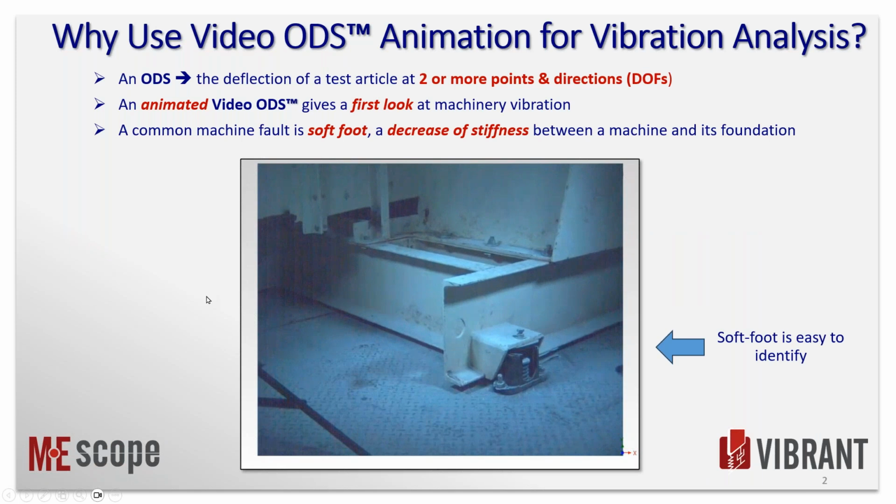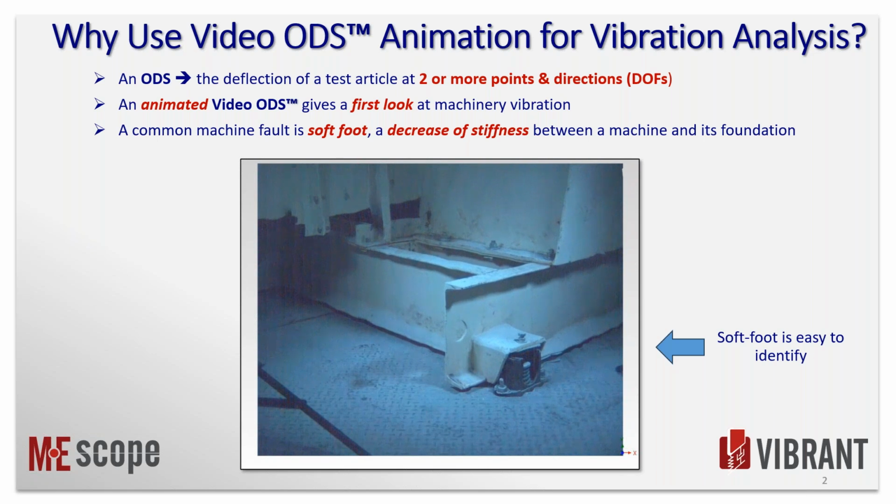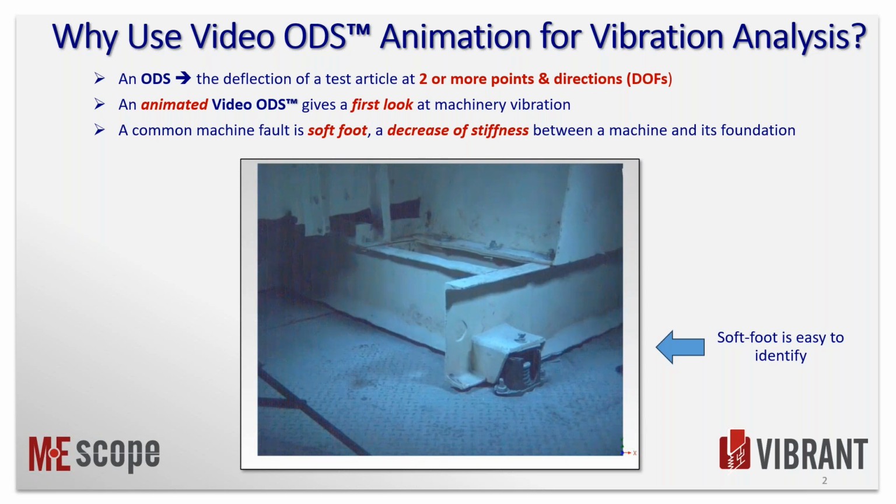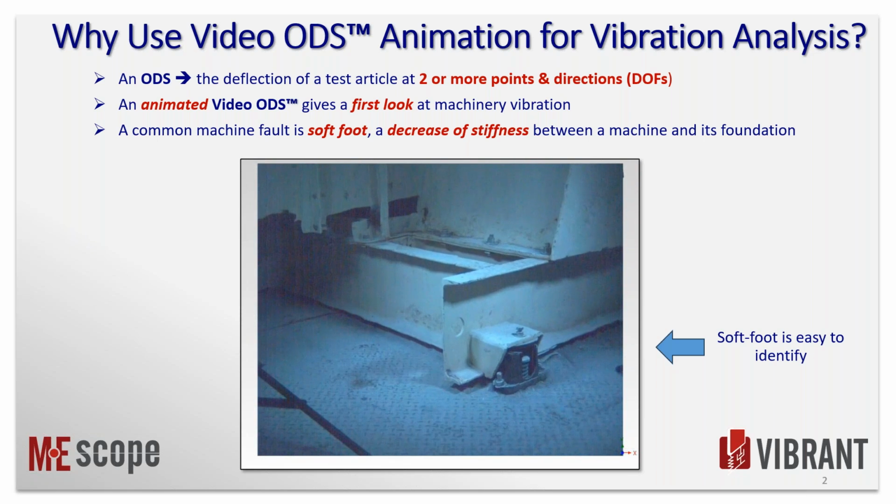So here's what we call a video ODS animation. So we've kind of trademarked this idea. We certainly have competitors that have software and systems much more expensive than MEscope. MEscope is just software. So if you got a cell phone in your pocket, you can record a few seconds of a video and bring it into MEscope and recognize a problem like this. Here's what's called soft foot. So immediately the picture is worth 1,000 words.